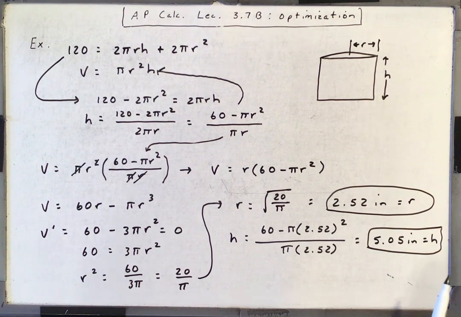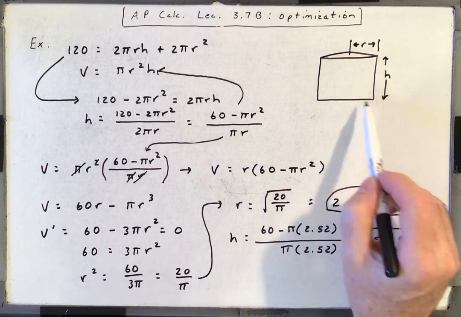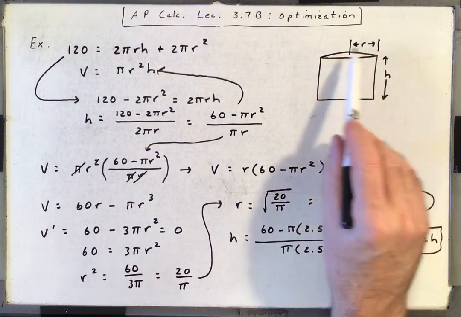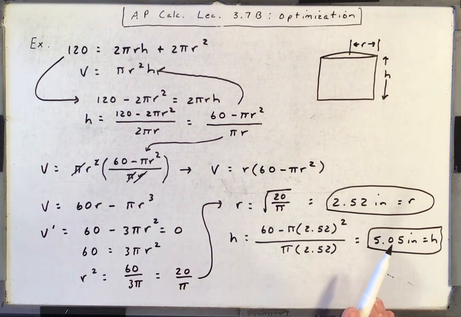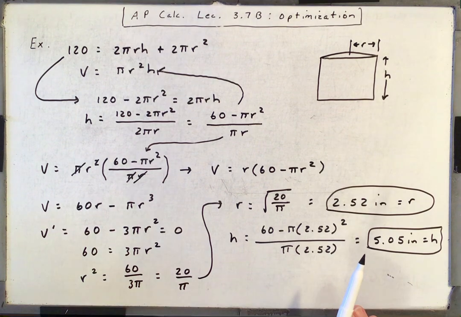So basically, a height that's twice the radius will maximize the volume of a cylindrical can. Kind of like a perfect cube maximizes the volume of a rectangular solid that we found in the previous lecture. Okay, so let me talk about the homework for just a minute.